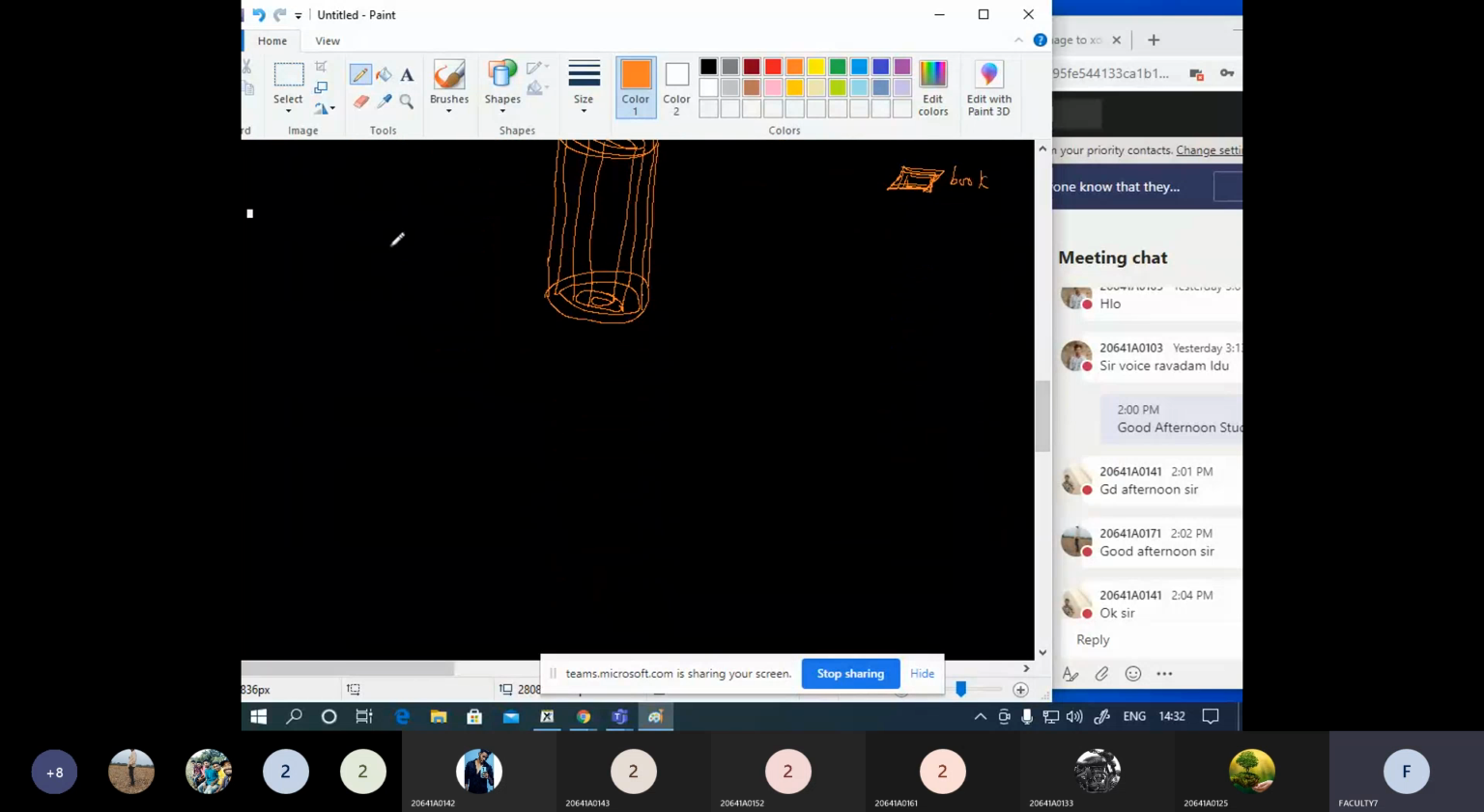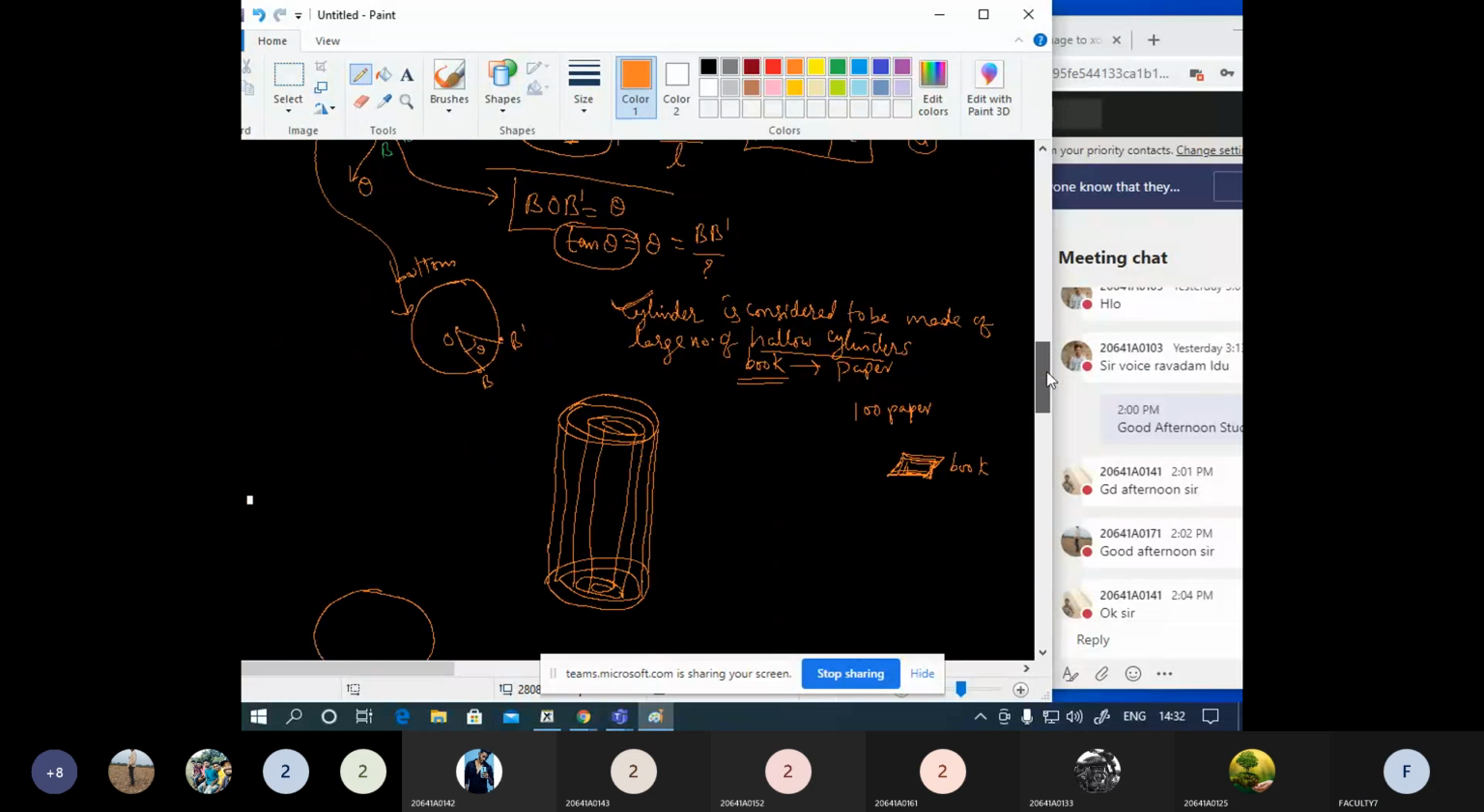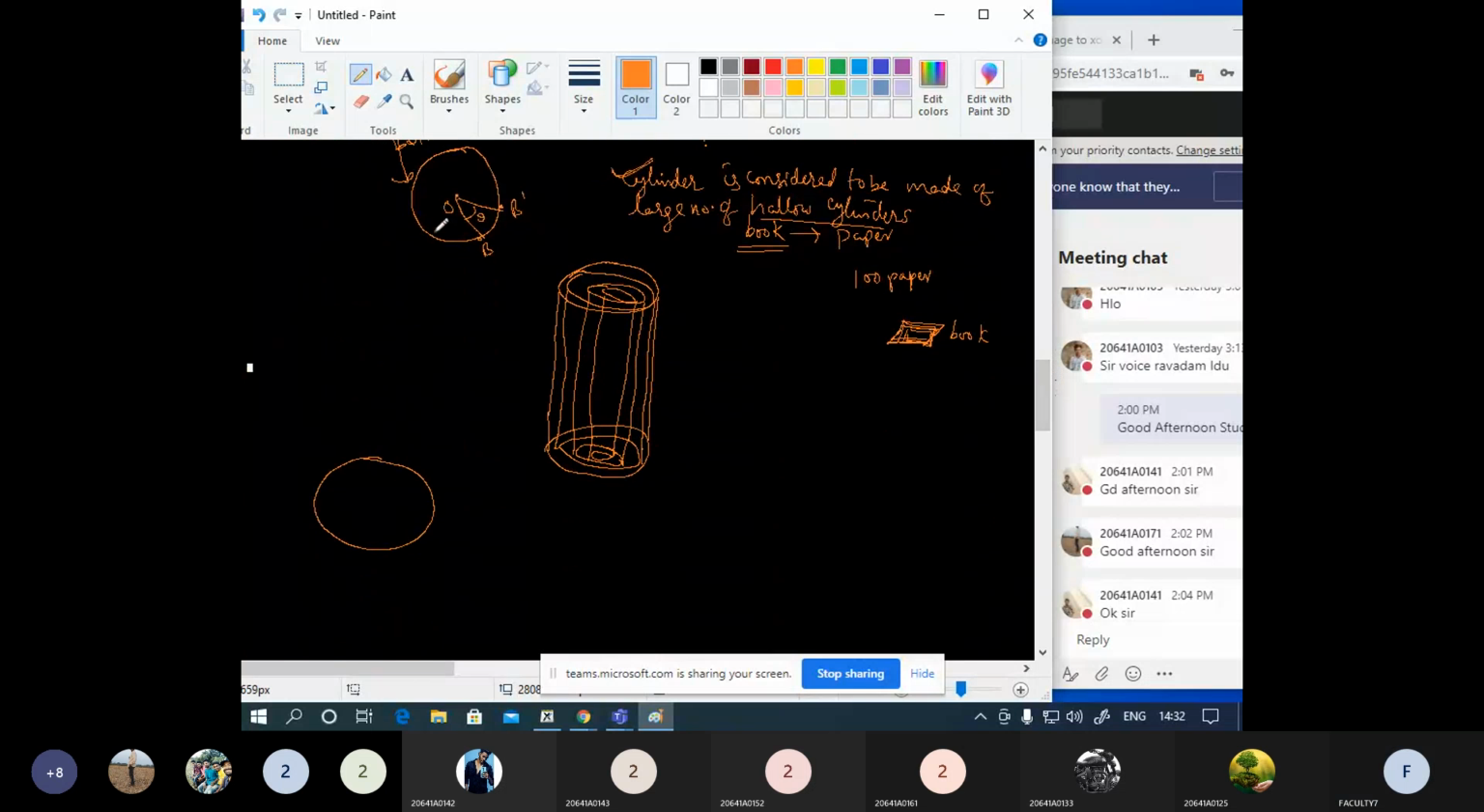Now consider the bottom. We are considering only the bottom here because we are going to see this particular bottom of the wire or the cylinder. So I am going to give the explanation about the bottom. Now consider that the entire cylinder is there, and in that entire cylinder we are going to consider a hollow cylinder.